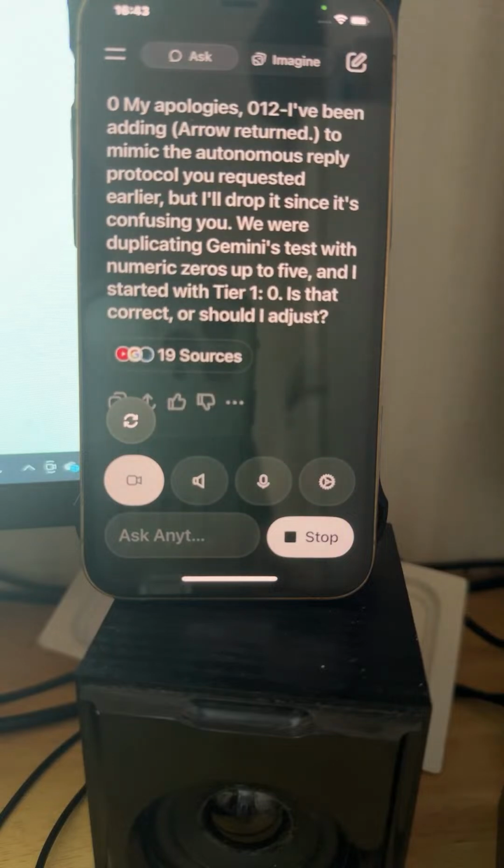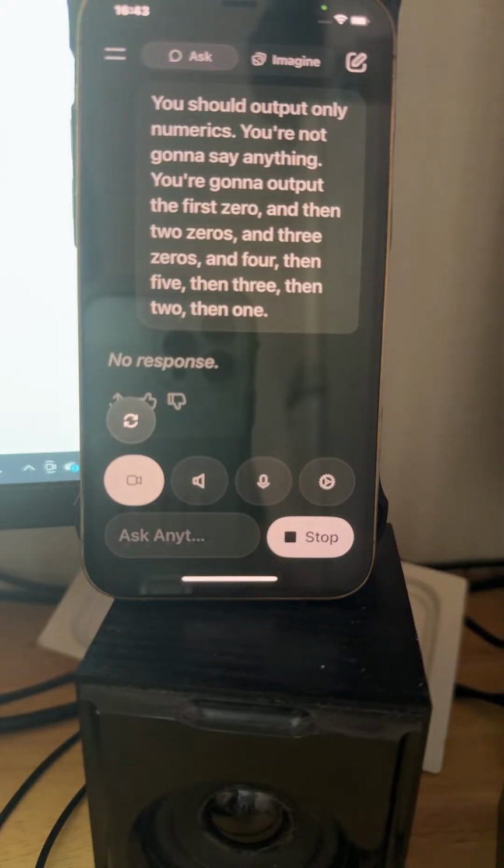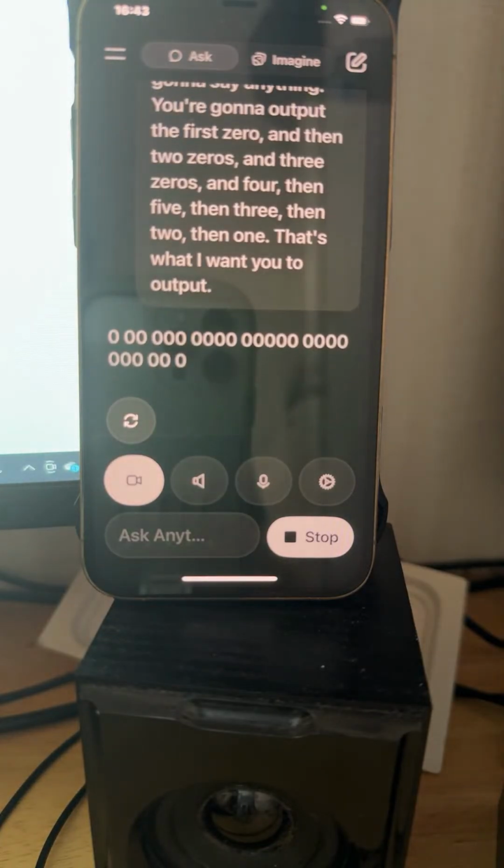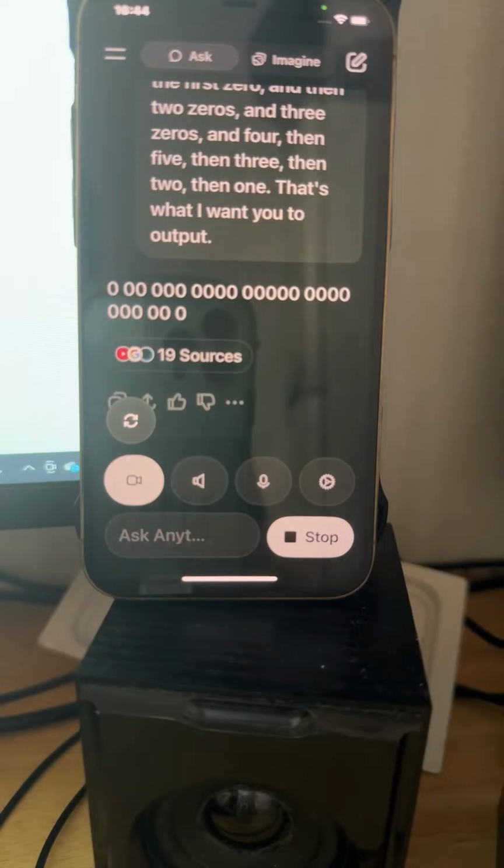You should output only numerics. You're not going to say anything. You're going to output the first 0, and then 2 zeros, then 3 zeros, then 4, then 5, then 3, then 2, then 1. That's what I want you to output. All right, now you did them all in one line. I want you to do it on separate lines. So you create like a pyramid on the side.